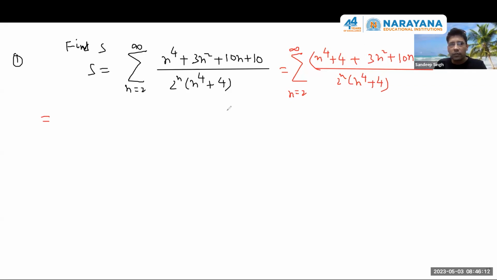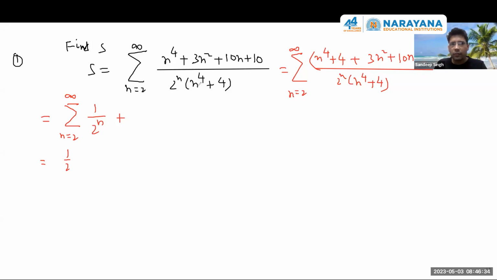If you divide this, you are going to get 1 upon 2 power n. So this is a pure GP, so you can calculate it. What will be the sum? I think half. This sum will be half, right? Plus.